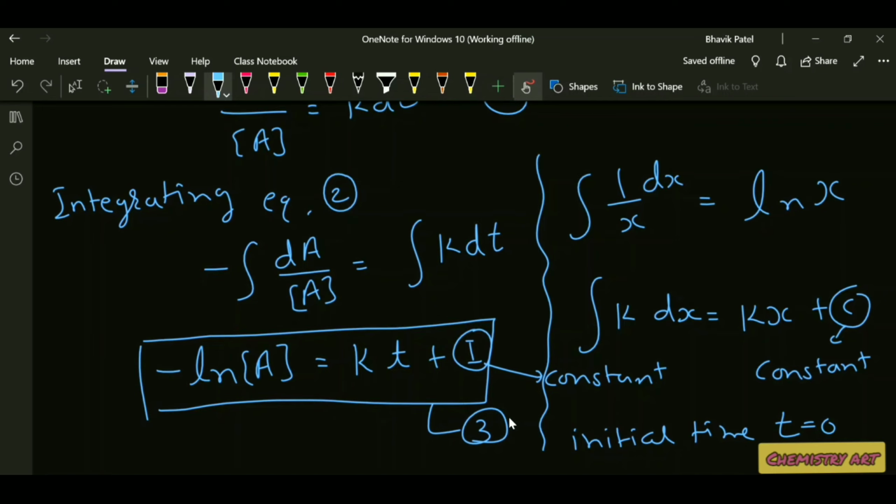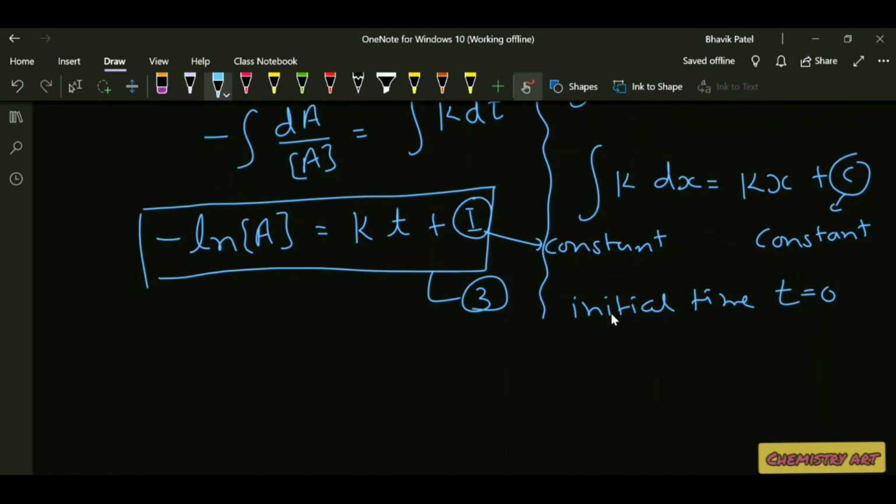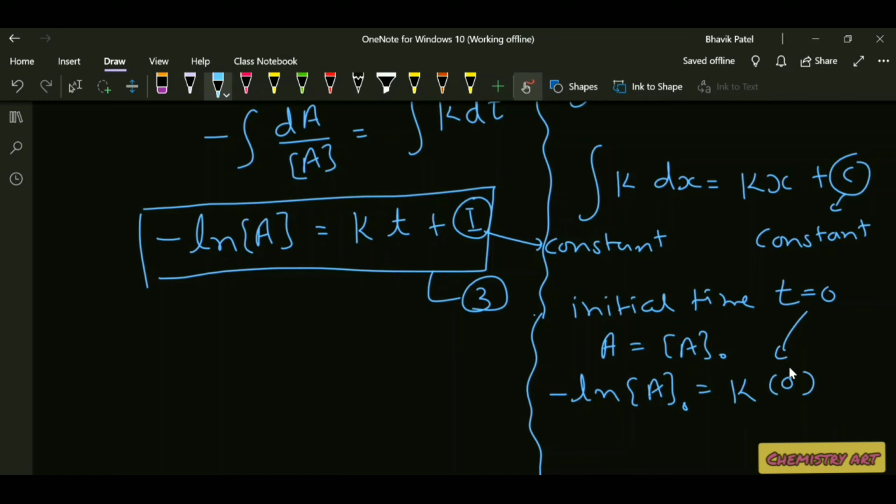If we write equation number 3 by taking the initial concentration, A will be A naught. Instead of A, we take A naught, because it's the initial concentration. So this equation we can write as minus ln A naught equals K times t, where t is 0, so we put t as 0, plus I.